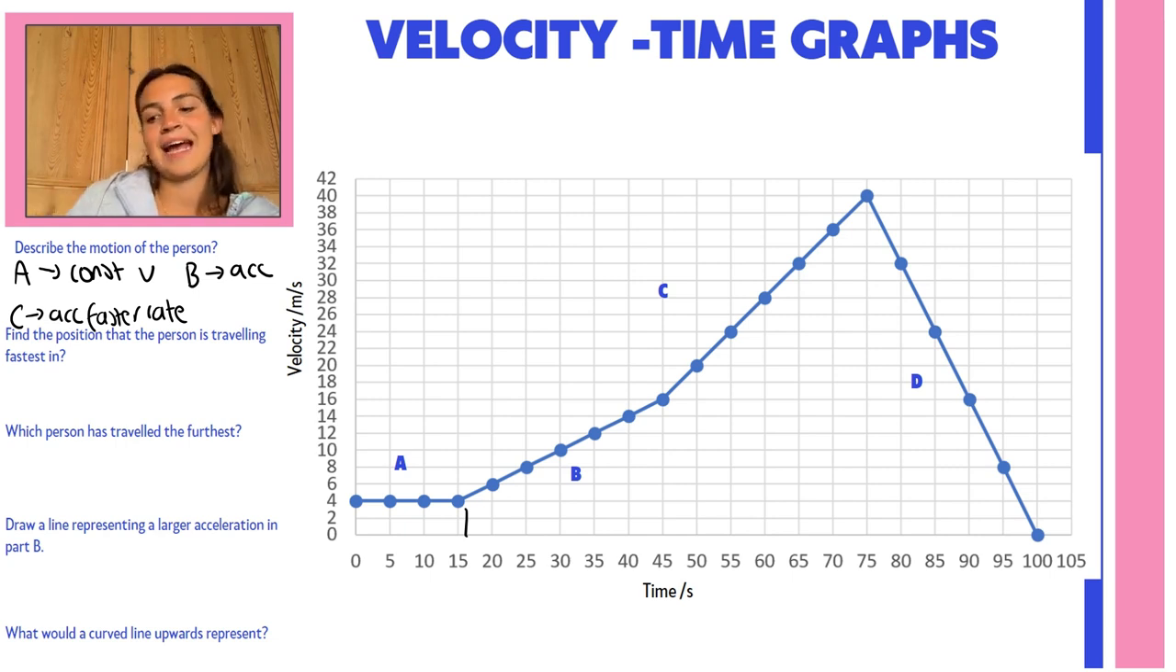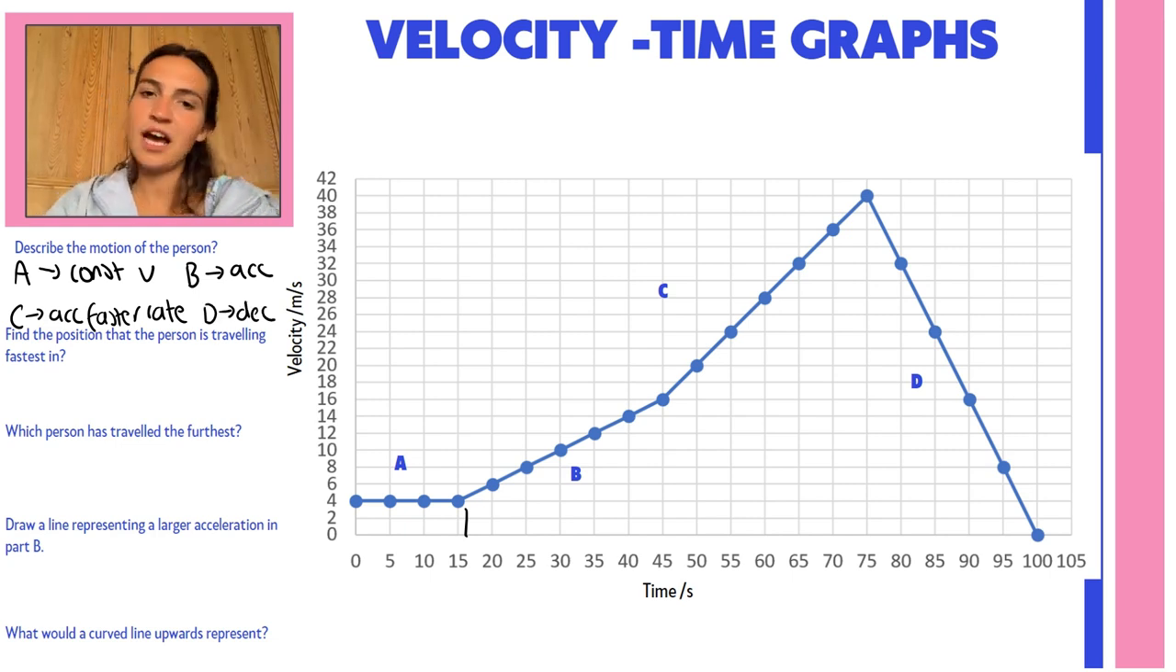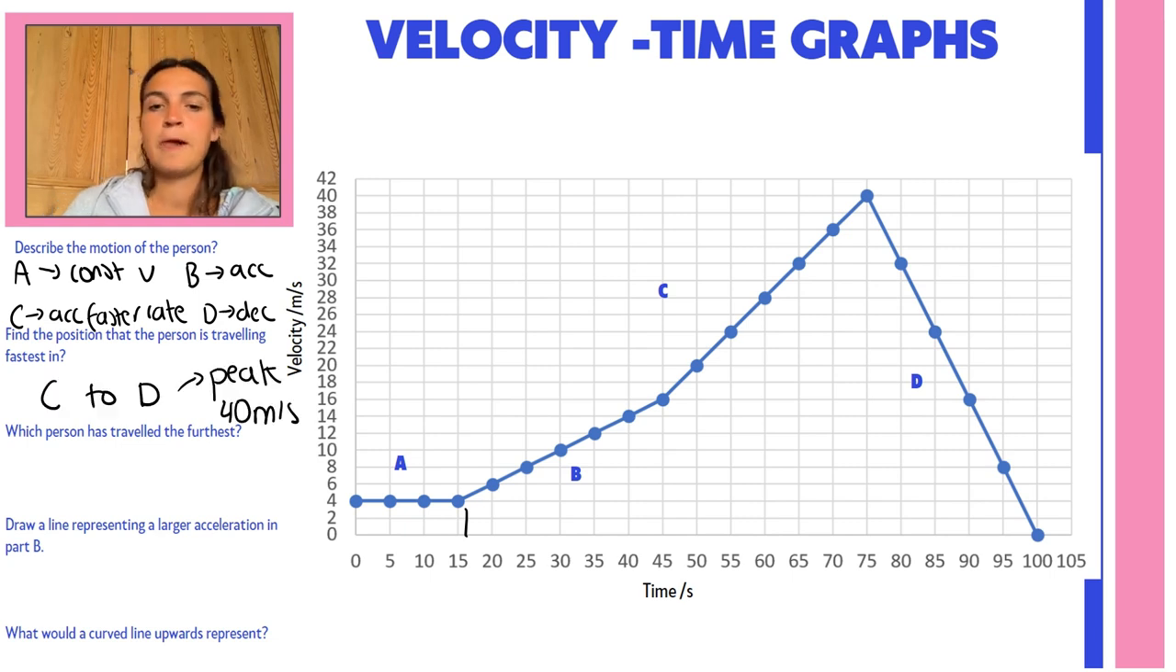And then D, I have this negative gradient now, where the velocity is decreasing. Therefore, that must be a deceleration. Okay, find the position that the person is travelling the fastest in. So the position the person is travelling the fastest in is going to be the highest y value on my graph, because remember my y values are my velocities. So that's going to be between C and D, and at that point there the person is travelling 40 meters per second.